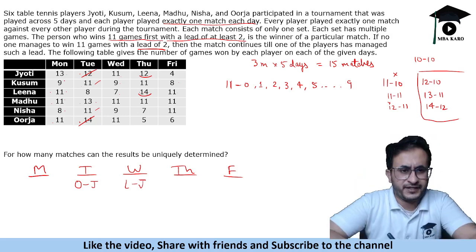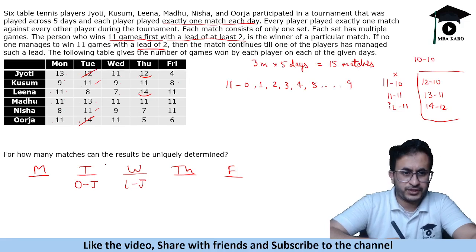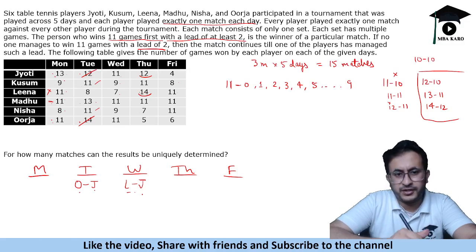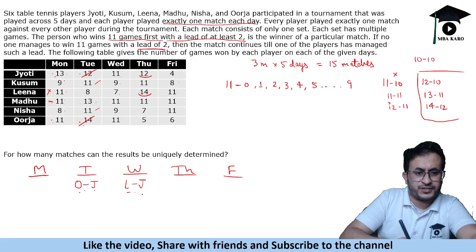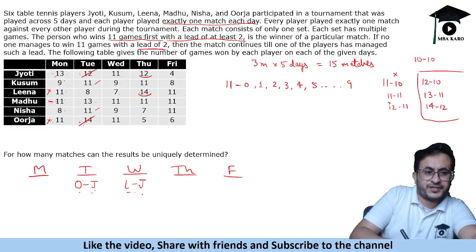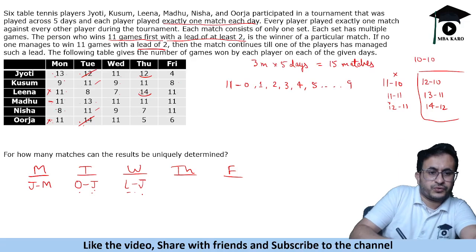Since we have filled the data for Jyoti twice, let's look at Jyoti. On Monday, Jyoti has 13 points, so Jyoti will win by 13-11. It could be Jyoti versus Leena, but Jyoti versus Leena is already done on Wednesday, so it is not Jyoti versus Leena. It could be Jyoti versus Madhu, or Jyoti versus Urja. Now Jyoti versus Urja is done on Tuesday, so we cannot have Jyoti versus Urja on Monday. So it has to be Jyoti versus Madhu. So Jyoti wins against Madhu on Monday. Okay, so this is also done.